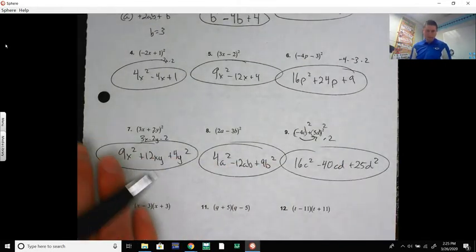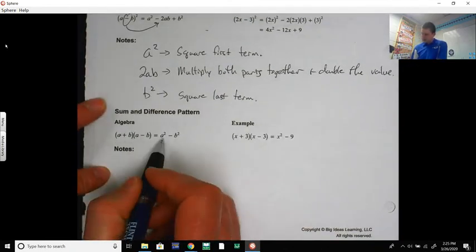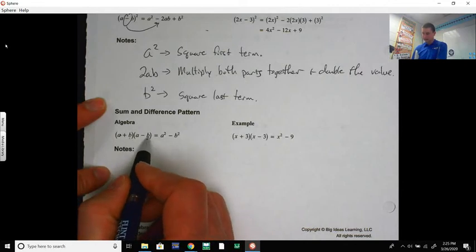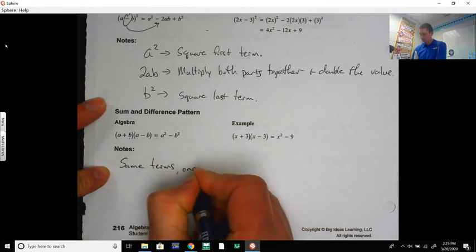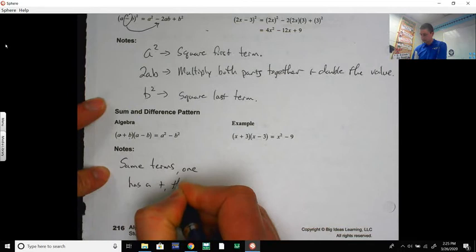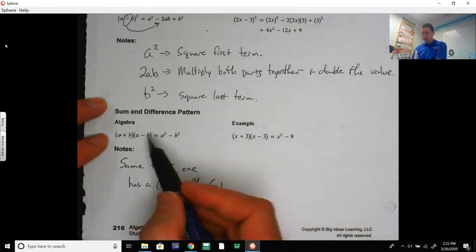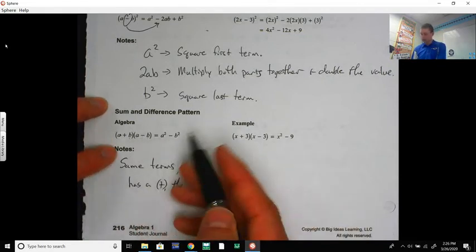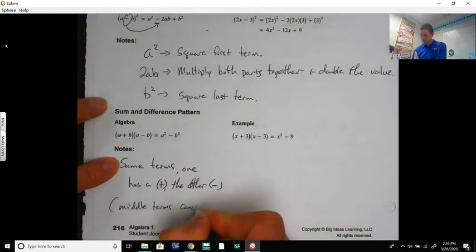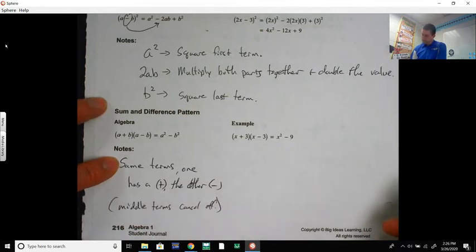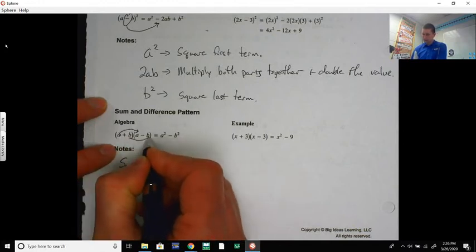Okay, so the pattern for that, back on page 216, this one's actually a little bit easier. You have a plus b times a minus b. So you have to have the same terms. One has a plus, the other has a minus. So if you would FOIL these, or double distribute, your middle terms cancel off. So you're just left with a squared minus b squared.